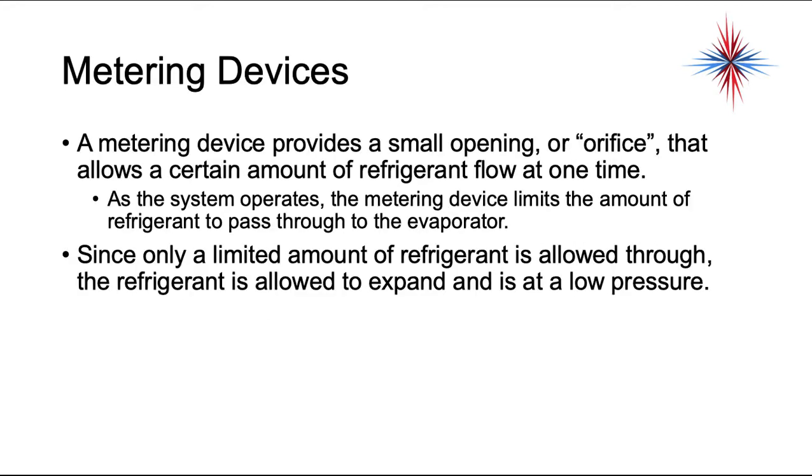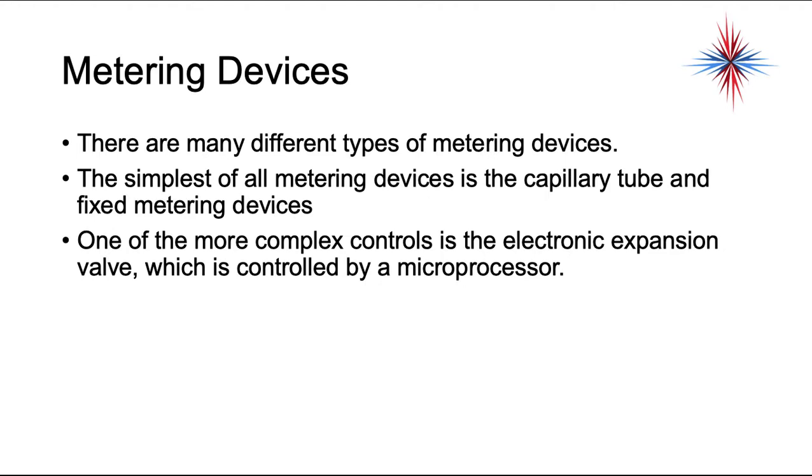A metering device provides a small opening or an orifice that allows a certain amount of refrigerant to flow at one time. As the system operates, the metering device limits the amount of refrigerant to pass through the evaporator. Since only a limited amount of refrigerant is allowed to pass through, the refrigerant is allowed to expand and is at a low pressure. There are different types of metering devices.